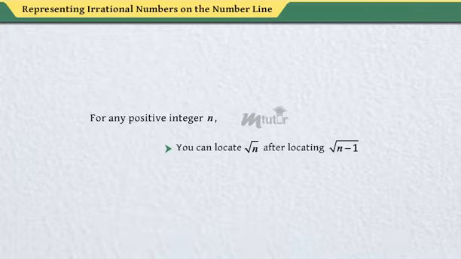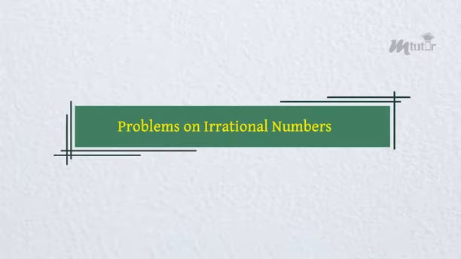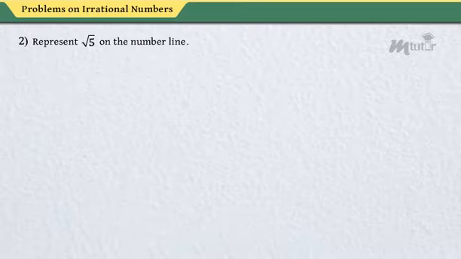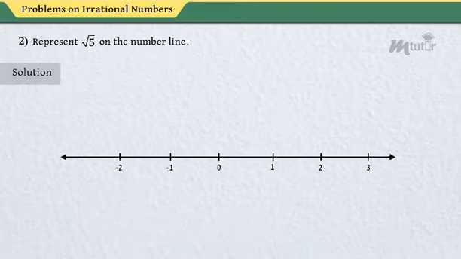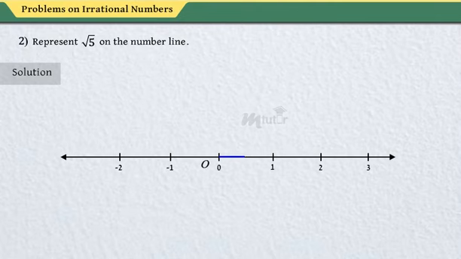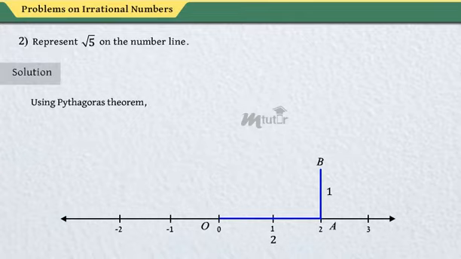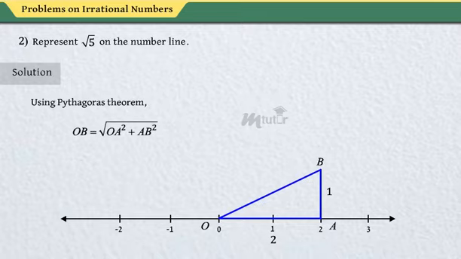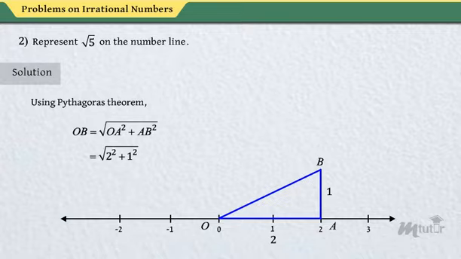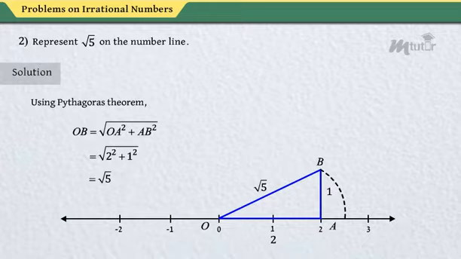We shall now solve a few problems. Problems on irrational numbers. Represent root 5 on the number line. Construct a number line. Consider OA to be of 2 cm, and AB to be of 1 cm. Using Pythagoras theorem, the length of OB equals the square root of OA square, plus AB square. Substituting the values of OA and AB, we have OB equals root 5. Using a compass with center O, and radius OB, draw an arc that intersects the number line at point P. Then point P corresponds to root 5.